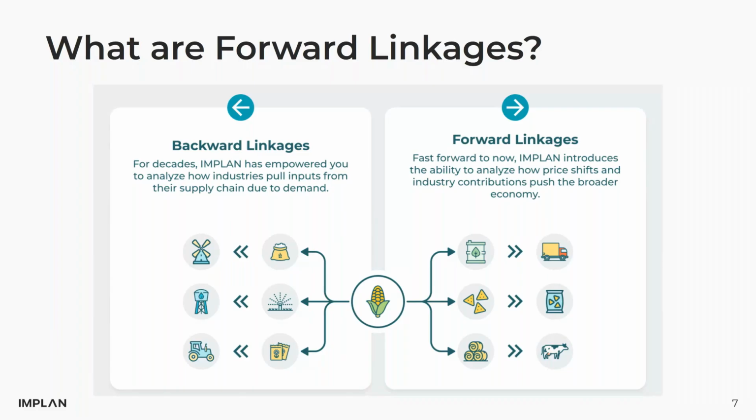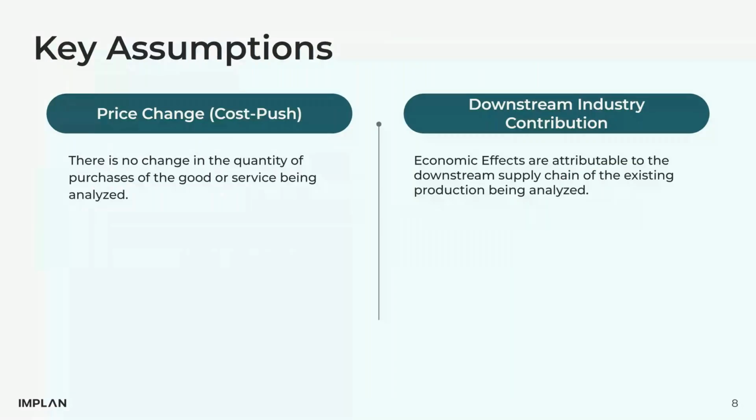So continuing forward with forward linkages, we'll hit the next slide to talk about a couple key assumptions that go into forward linkages. Because we're still in an input-output framework, we still have similar assumptions that we need to keep in mind that are adjusted now looking in this new direction. For the two guides that we have, we've split those guides up into the two use cases you see here. Price change, cost push modeling is now possible in IMPLAN, and the assumption there is that there's no change in quantity of purchases of the good or service being analyzed.